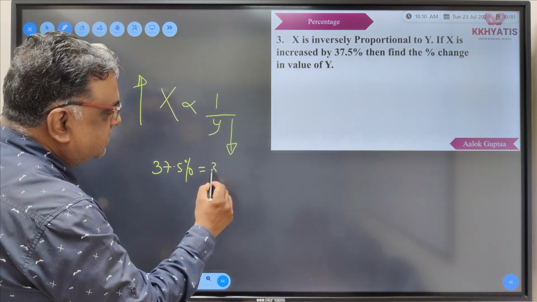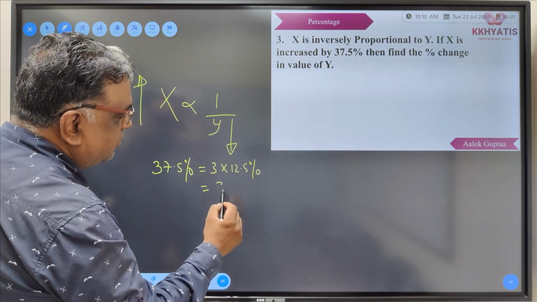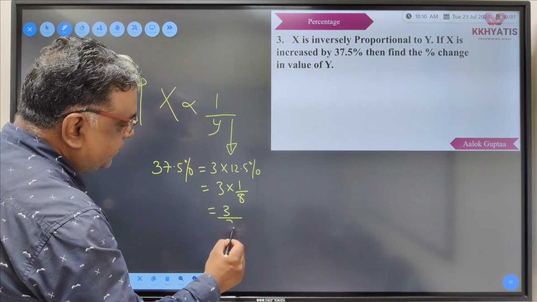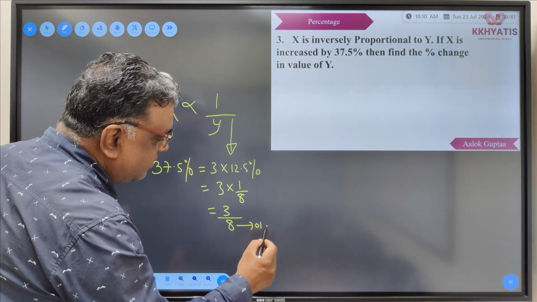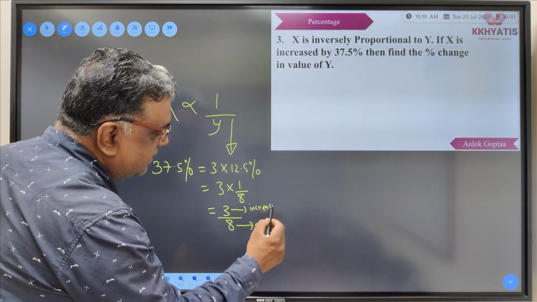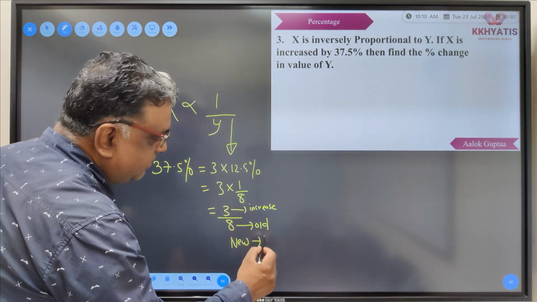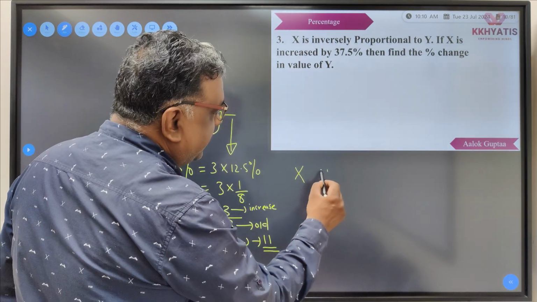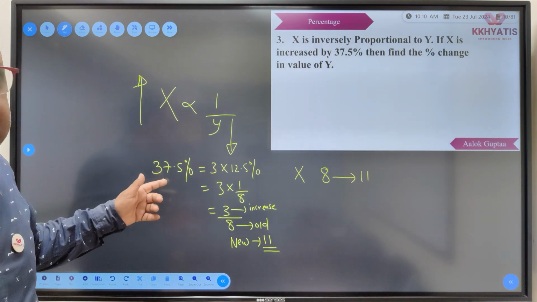So how do I write 37.5% in terms of fraction? I can write this as 3 into 12.5%. Because I know 12.5% as a fraction is 1 by 8. So this is 3 by 8. Which means x old value was 8 and this was the increase. So what does the new value become? 8 plus 3, because there is an increment, 11, which means x from 8 it became 11. That's how the increment was of 37.5%.